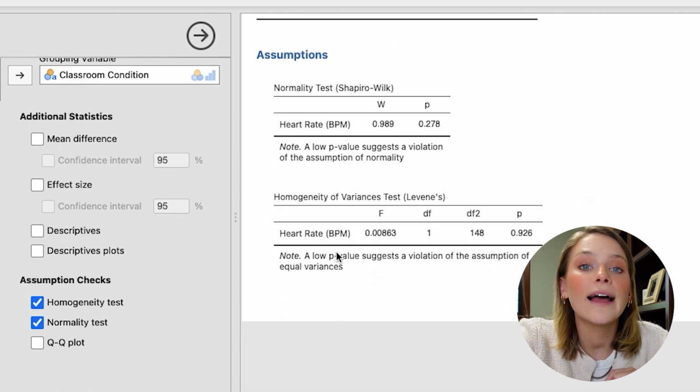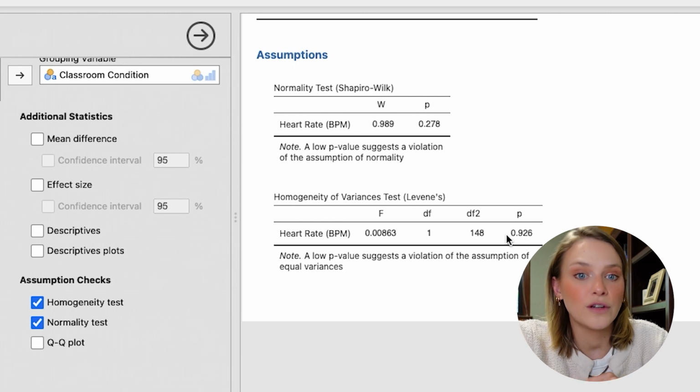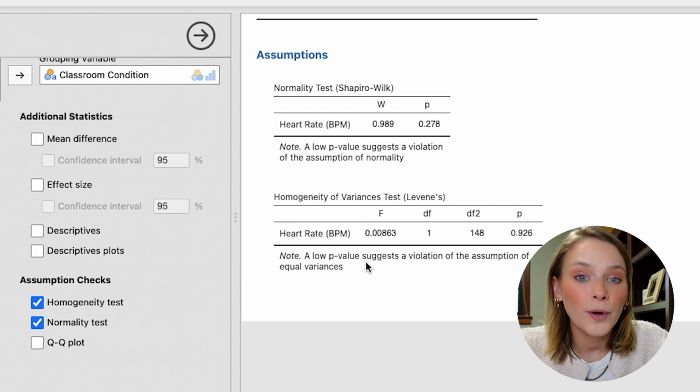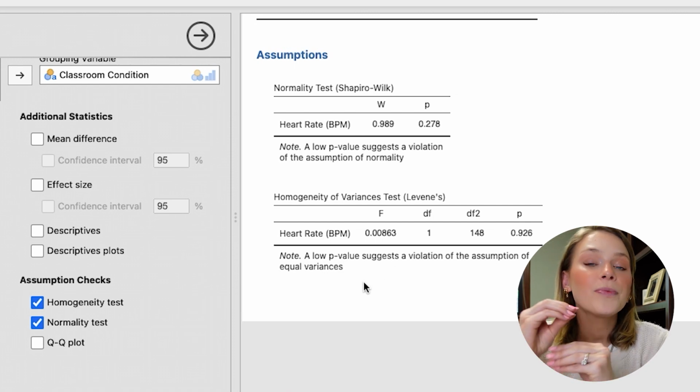And now we can take a look at the homogeneity of variance assumption from Levene's test. So again, we've got a p-value that is well above 0.05, a p-value that is 0.926. Excellent, wonderful. This tells us that we have not violated the assumption of homogeneity of variance.